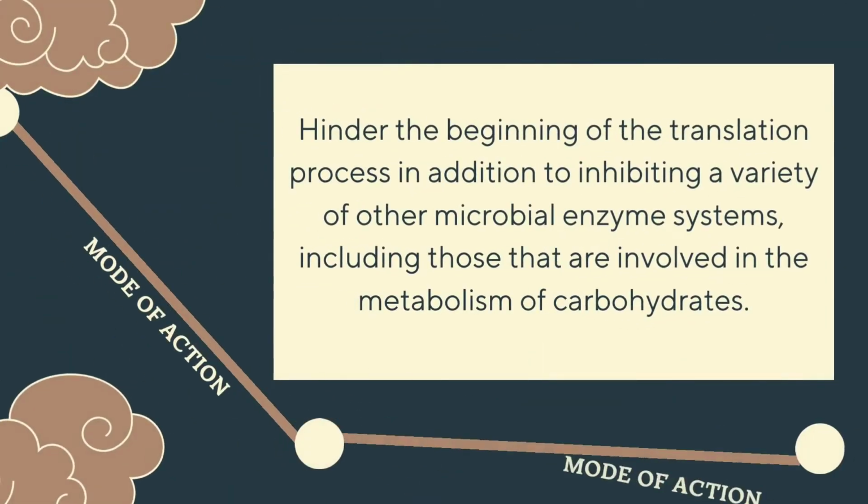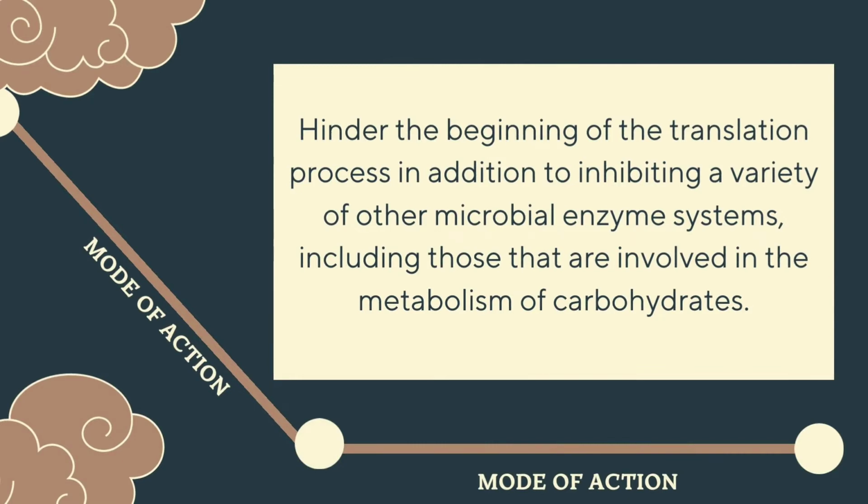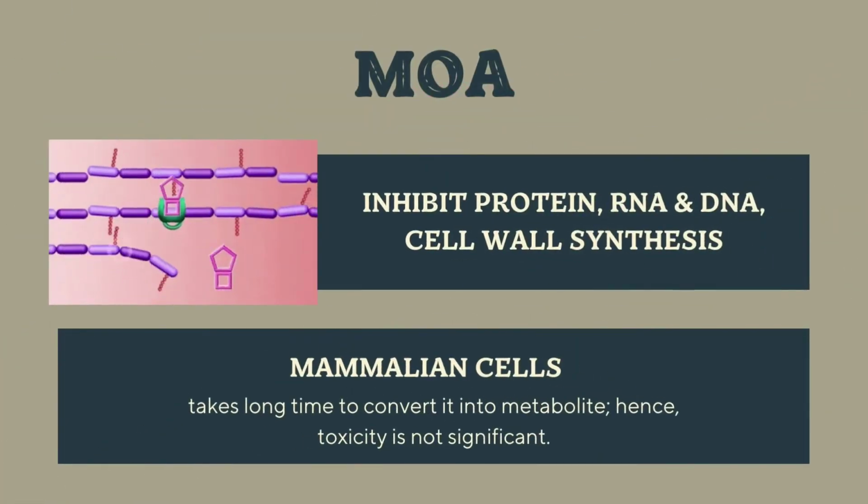Moving to its mechanism of action, the nitrofurans seem to hinder the beginning of the translation process in addition to inhibiting a variety of other microbial enzyme systems, including those that are involved in the metabolism of carbohydrates. Nonetheless, their fundamental mode of action or basic mechanism has not yet been elucidated. With nitrofurans, protein synthesis, aerobic energy metabolism, DNA and RNA synthesis, and cell wall synthesis are inhibited. As for the mammalian cells, it takes a long time to convert it into metabolite, hence toxicity is not significant.